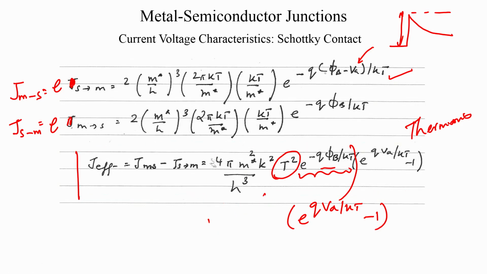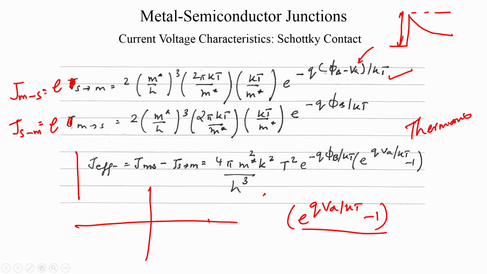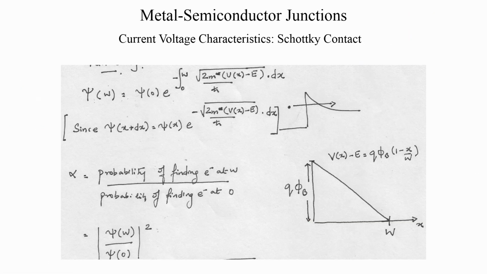Once again it agrees with the fact that the current has an exponential dependence on the voltage, and that the metal-semiconductor contact behaves like a rectifying contact. Now let us come to the last bit, which is the current-voltage characteristics through the Schottky contact, but via the process of tunneling. So, what do we mean?